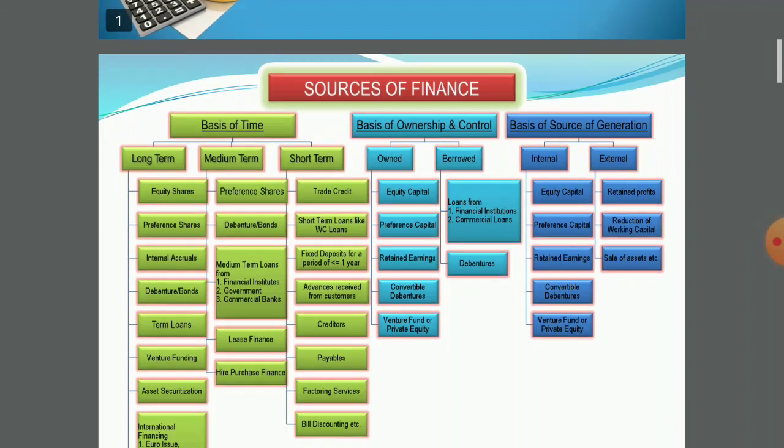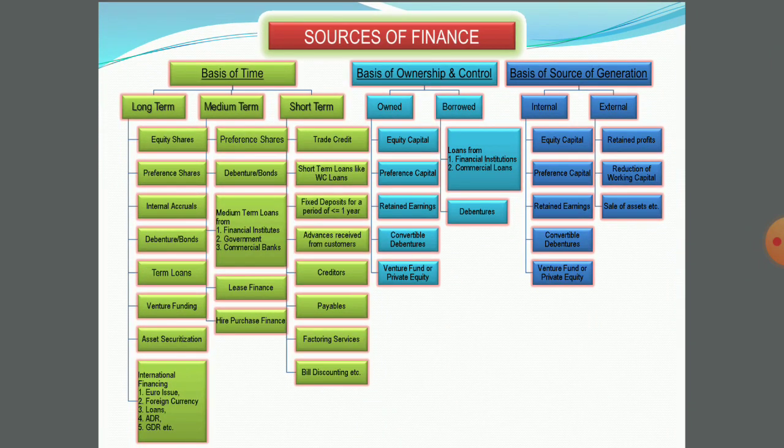Now depending upon different bases we can classify finance into three different types. First is the basis of time. Depending upon the time duration for which we are going to raise the funds, it is divided into short term, medium term and long term sources of financing. Short term sources are raised for a period of 1 year. Examples for short term are bills payable, creditors, bills discounting, trade credit.